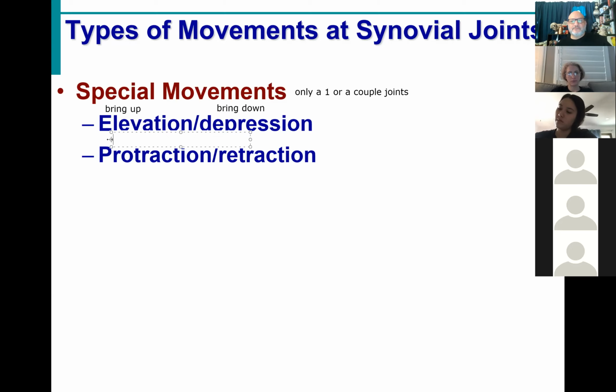Extend or push out? Yeah, stick out. And what does it mean to retract? Take back or put back. Yeah, bring back.